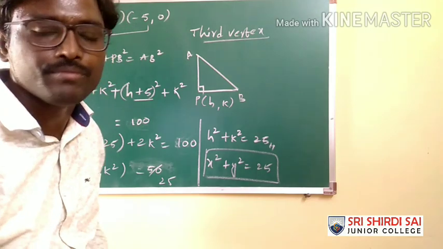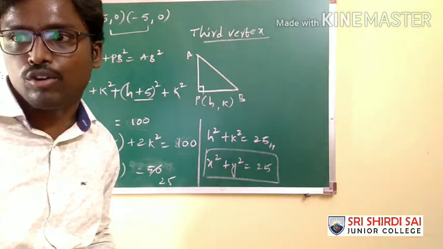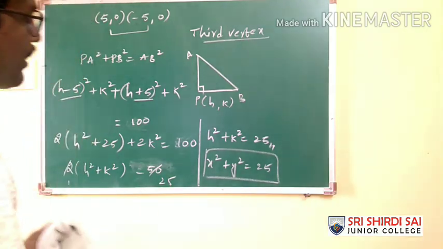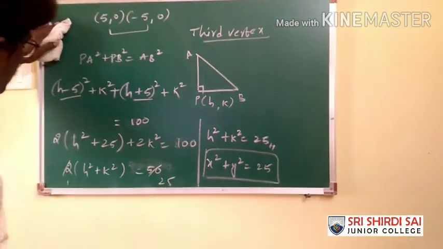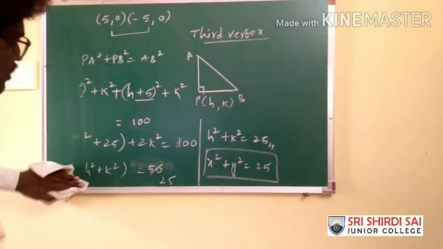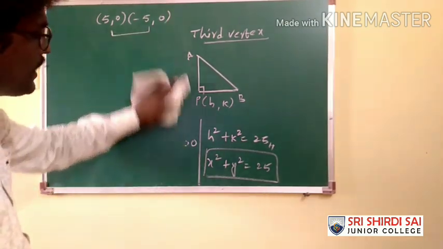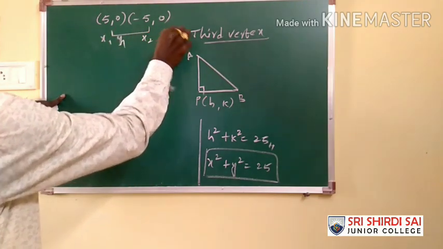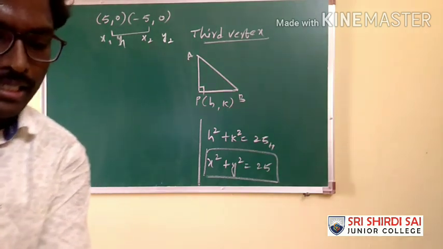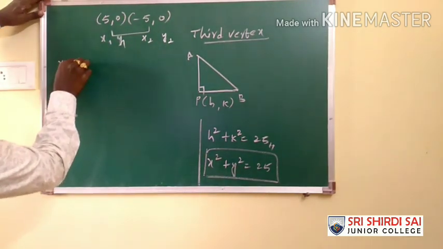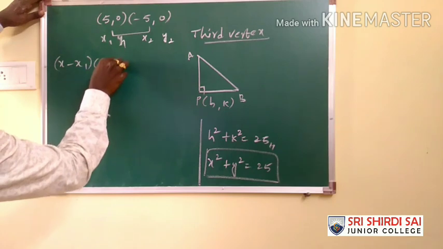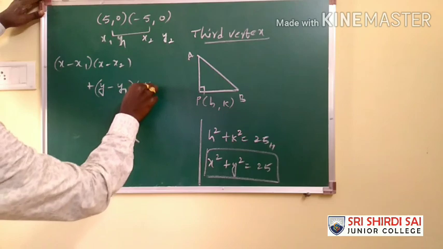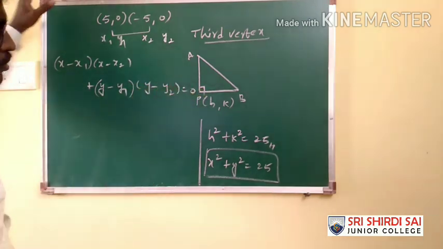This problem can also be done with the help of a shortcut formula. Please note, whenever you are talking about the equation of the locus of the third vertex, you can do it by treating this point as (x1, y1) and this point as (x2, y2). Use the standard result: (x minus x1) into (x minus x2) plus (y minus y1) into (y minus y2) is equal to 0.